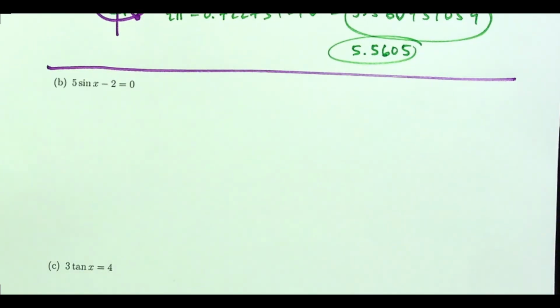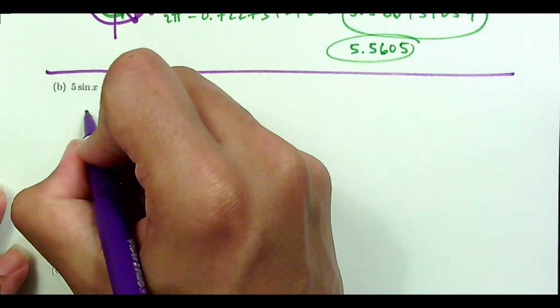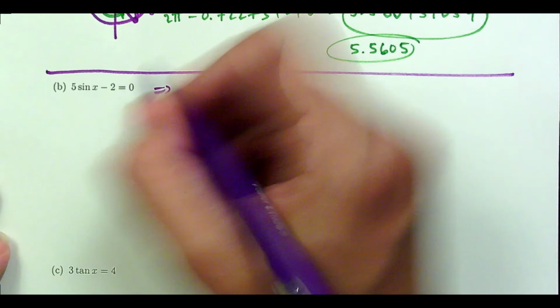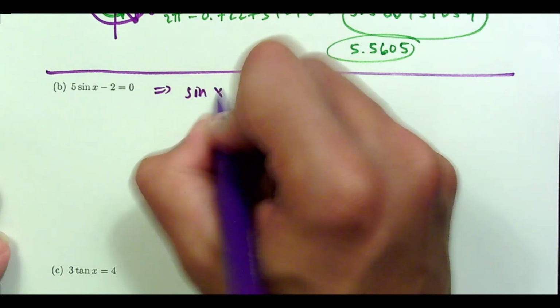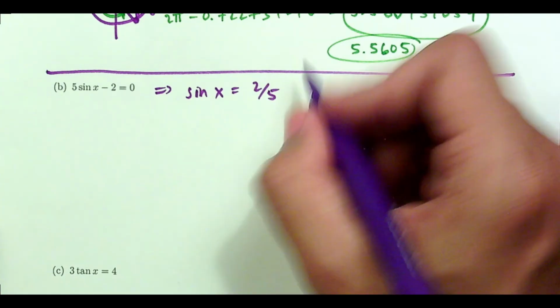All right, let's do another one. Or you can try it on your own before you watch this. Okay, so let's do it. Move the 2 and divide by 5. That gives you sine of x equals 2/5. And now all we have to do, at least for the first solution, is hit this with sine inverse and get to the first solution.